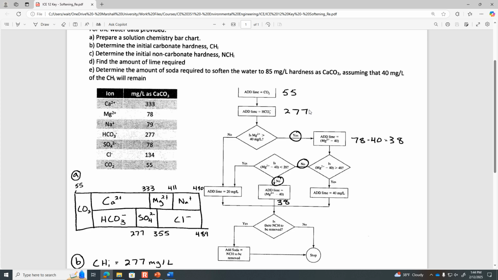But that's not all of it, because we're going to add the 38 from this, and then it's asking, is magnesium minus 40, so what we just did, 78 minus 40, is that greater than 40? No. We're no, because 38 was 78 minus 40. So 38 is not greater than 40. So now then it says to add just 40 more milligrams per liter of magnesium. No.